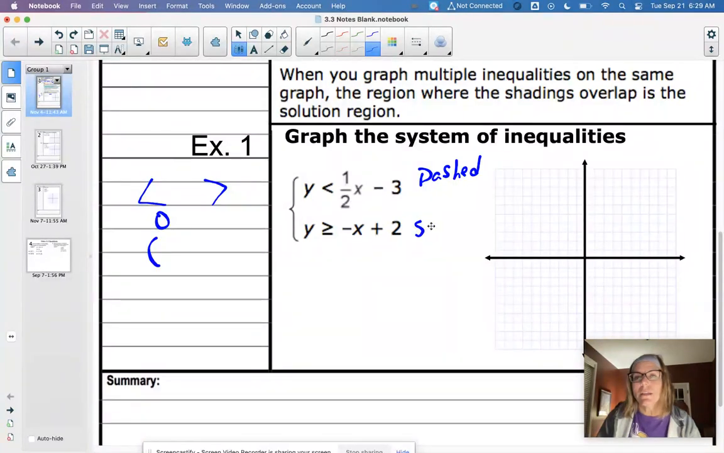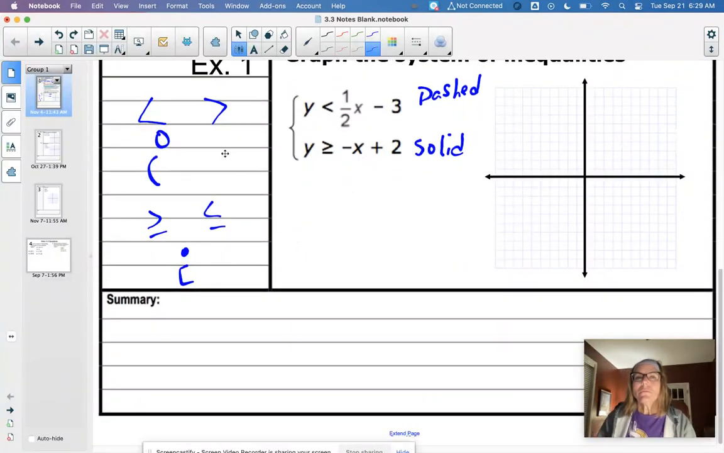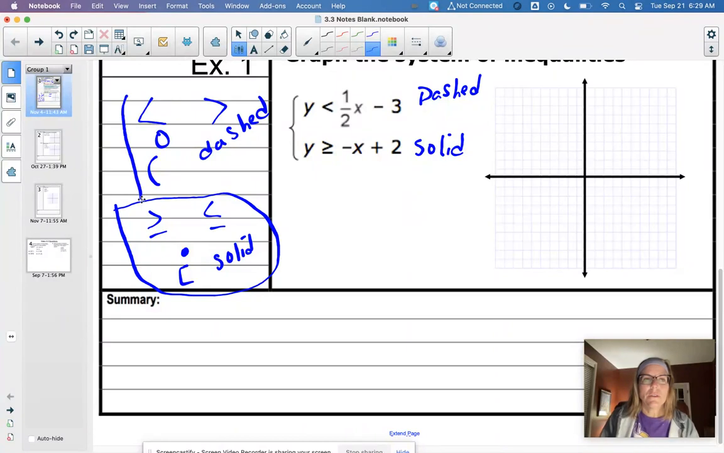Whereas this one is a solid line, because when we have greater than or equal to, less than or equal to, that goes with a closed circle and a bracket. It includes all the values on the line. This one does not. So that's the key to remembering. This is dashed, and this means solid. Those all go together and those all go together.